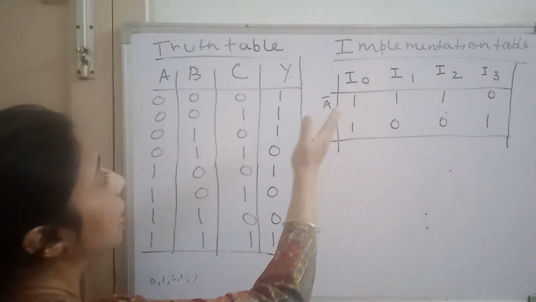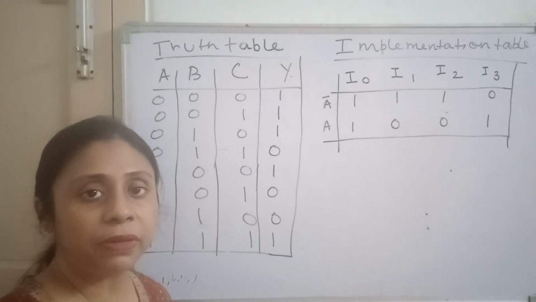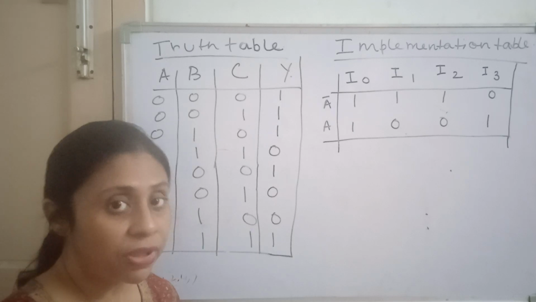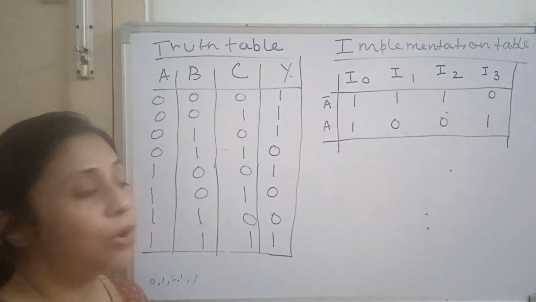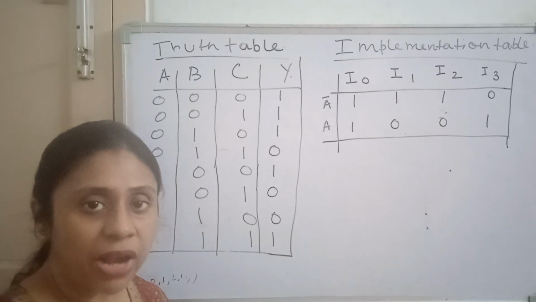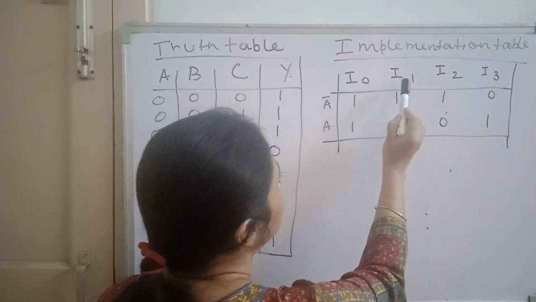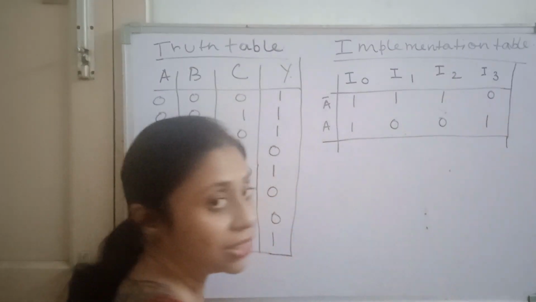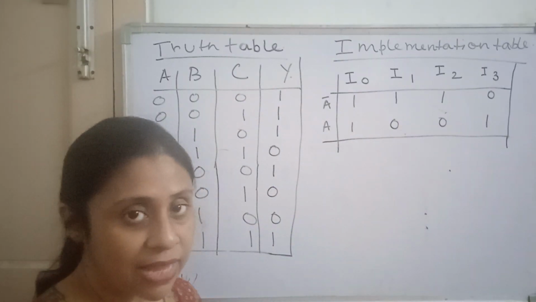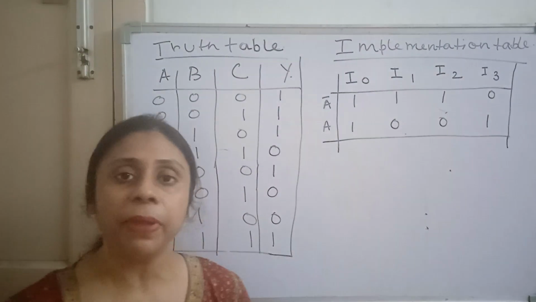In the indirect method, what should be the size of the multiplexer? The size should be 4:1 instead of 8:1. So how many inputs will there be? 4 inputs, I0, I1, I2 and I3. These are the 4 expected inputs in the multiplexer we are going to design. Now, how will the size of the multiplexer be halved?